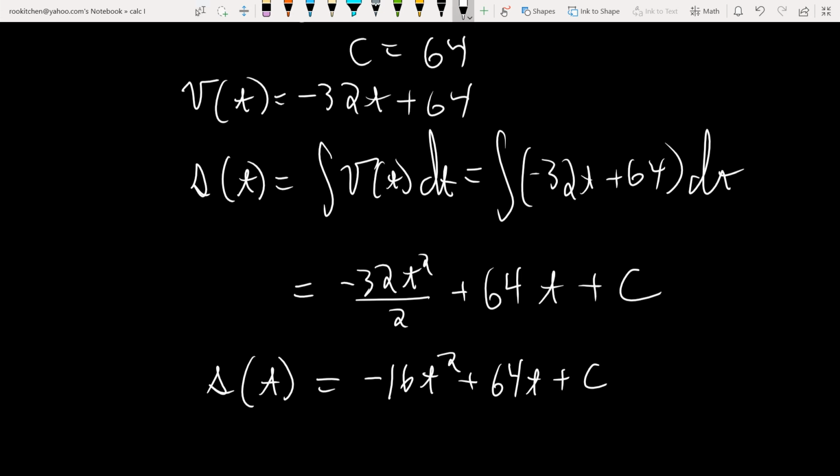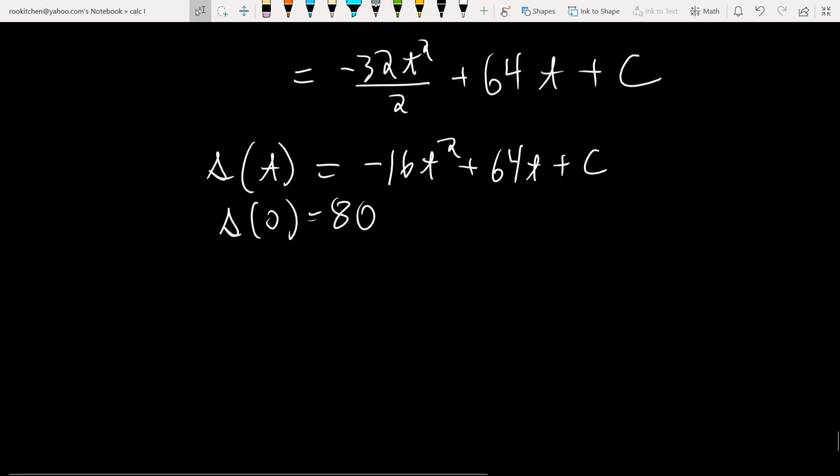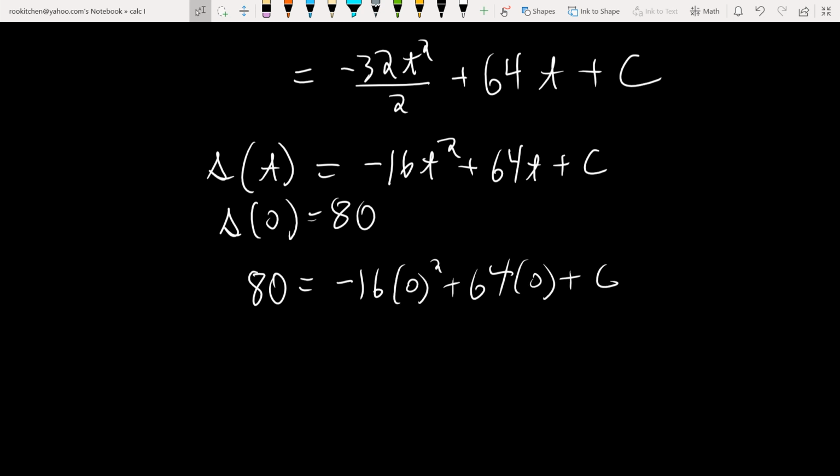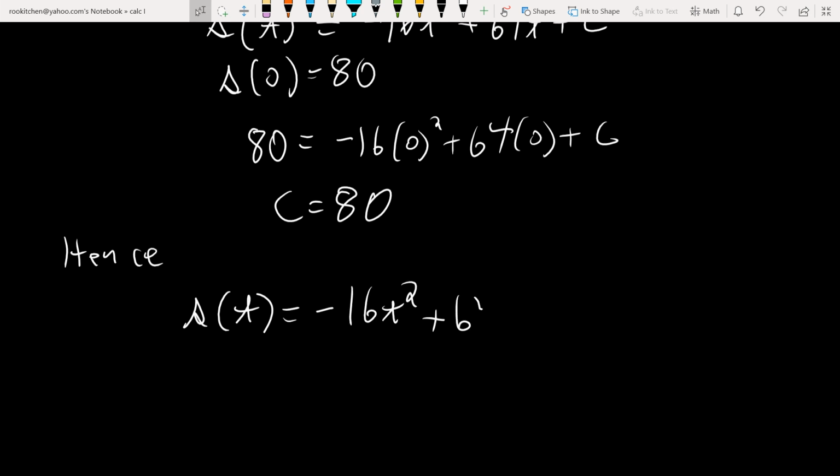I need to use the initial position, which was 80 feet. S of 0 is 80, and that will allow me to solve for this next constant. So I'll have 80 equals, and I plug in 0 wherever I see t. And I get c equals 80. So at the end of the day, the position function s of t will be negative 16t squared plus 64t plus 80.